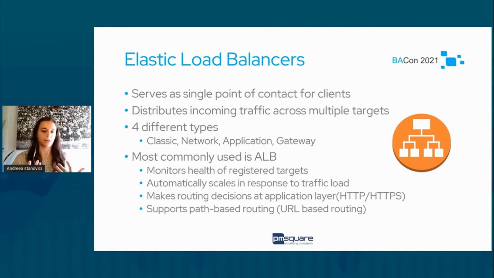The ALB, so application load balancer, monitors the health of the registered targets. It also automatically scales in response to the traffic load. It makes routing decisions at an application layer, and it supports path-based routing. So you can really set those different rules for how you want the traffic from the application load balancer to be distributed among your different instances and your resources, which is very helpful.